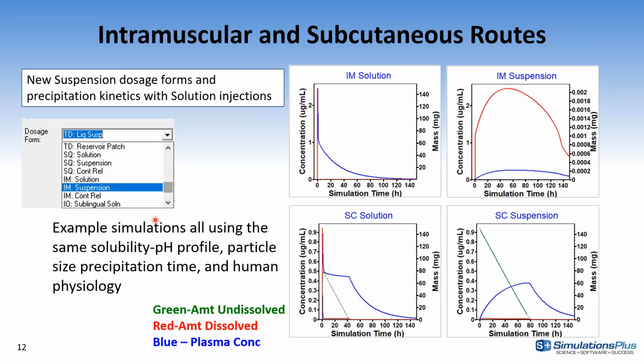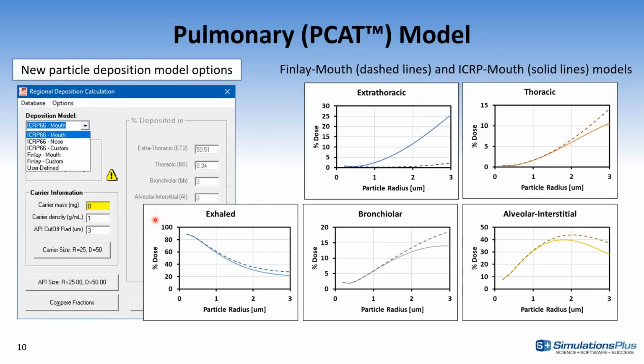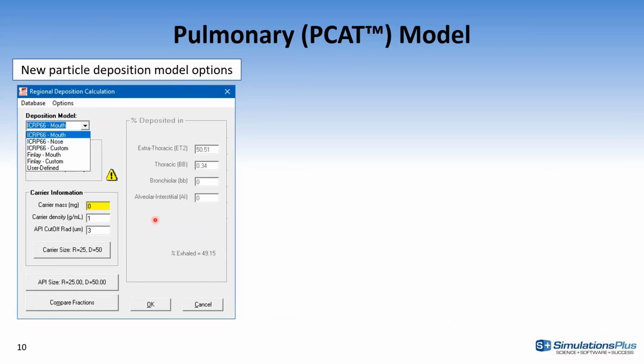Thank you, Vera. In the case of the pulmonary model, can we utilize NGI data along with the Finlay and ICRP models to get an estimate of drug deposition profiling across the whole lung? So with the NGI data, one of the options that you have here is to enter your own deposition fractions. So that's the best combination you could have. You can either use one of these models as a prediction, or you can select the user-defined option and just type in what deposition fractions you would expect.